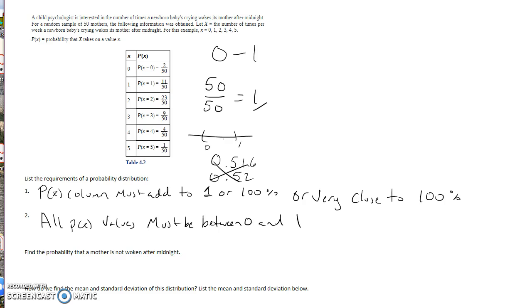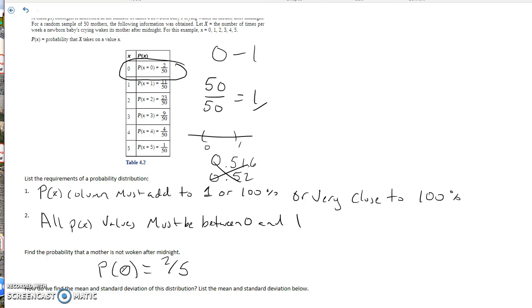Okay, so it says find the probability that a mother is not woken after midnight during that week. So that is going to be they weren't woken up at all, right? That's this column right here. So the probability that a mother was woken up 0 times is equal to 2 out of 50. This is a nice way to verify probabilities, and you have them nicely laid out for you. I think finding probabilities when they're set up in the table is even a little bit easier than having to do it by hand the long way.